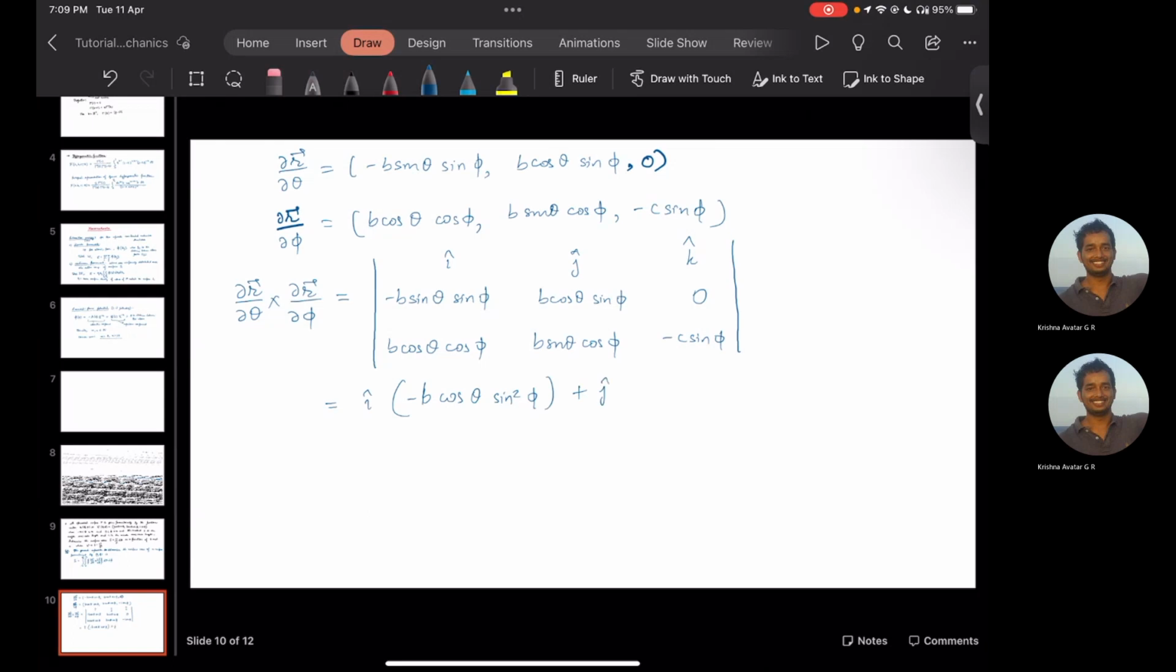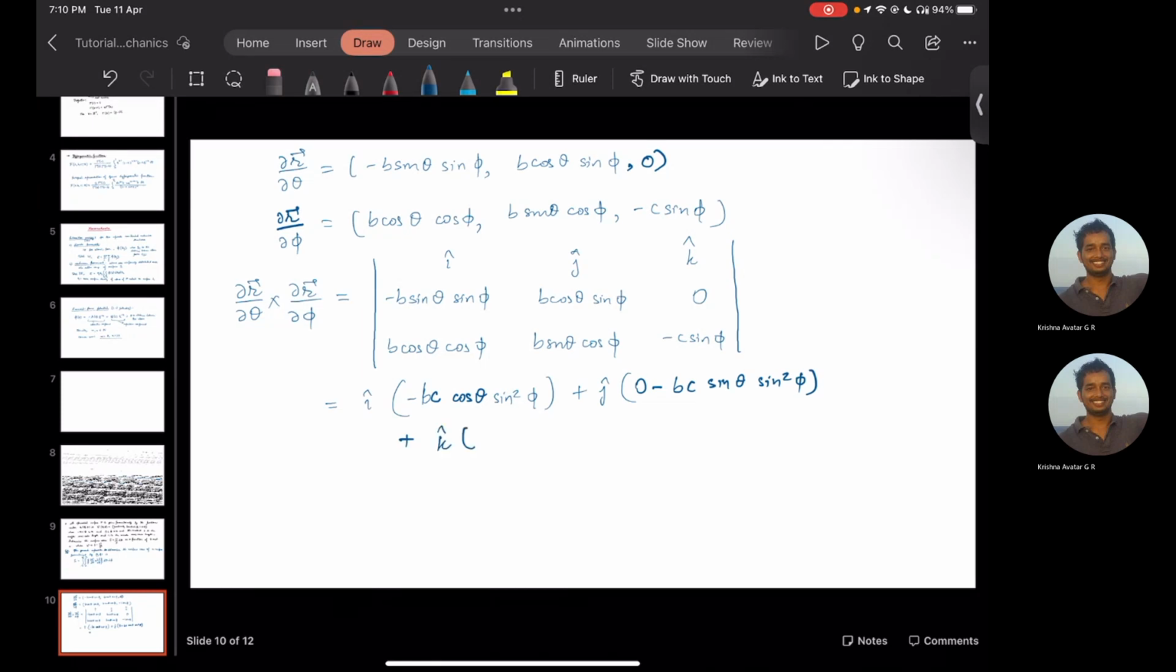The second is the j vector. For this we have 0 into b cosine theta cos phi, so it's 0. Then minus into minus b into minus of this term and this term, so we have 0 minus b times b. Prior to this, it should be bc. So it's minus bc sine theta sine squared phi.